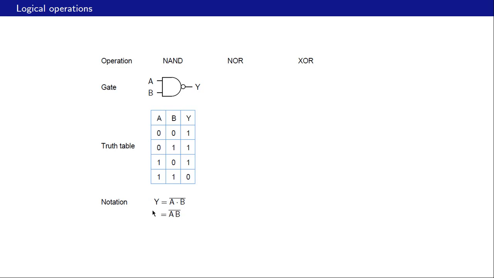This is the notation for the NAND gate, a dot b and a bar over the whole thing. So this is the AND operation, and then that bar is the NOT operation. And very often we don't write the dot explicitly, then it becomes AB and a bar over that.